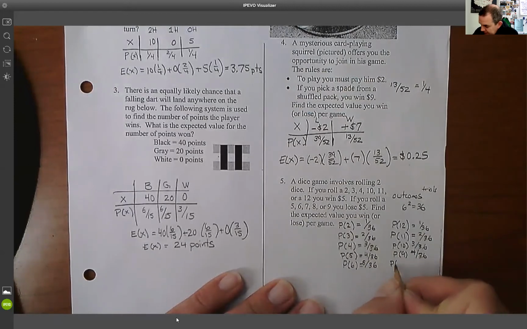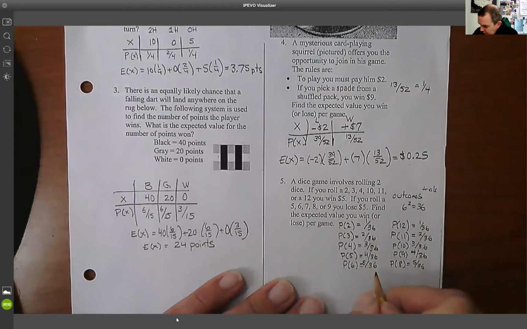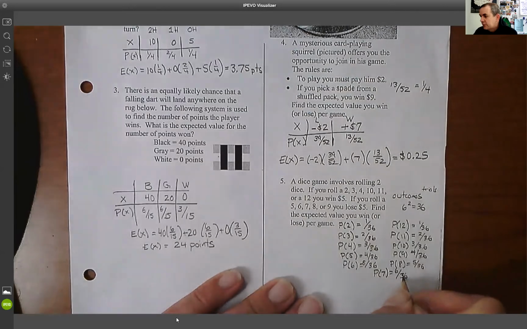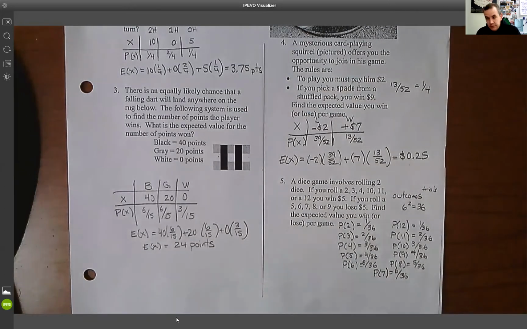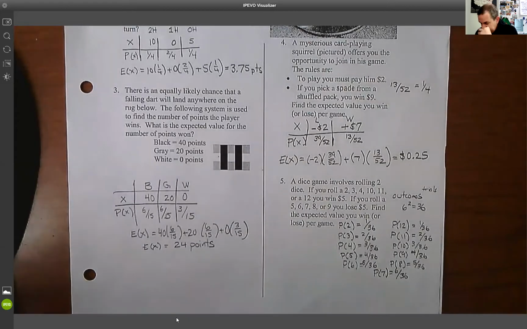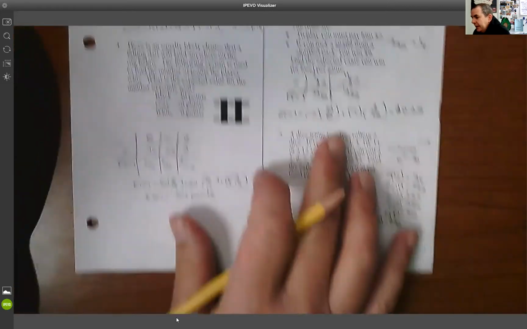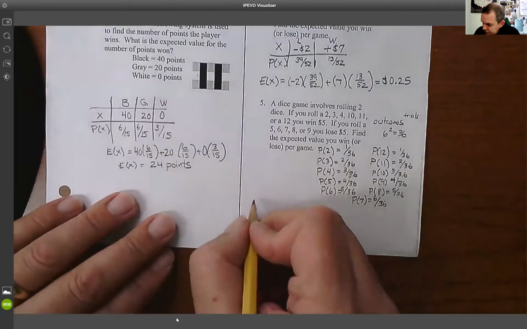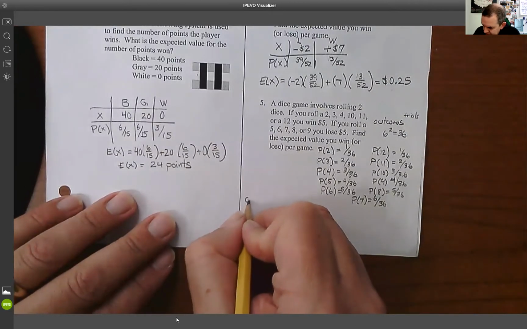The probability of getting an 8 is 5 out of 36. And the one all by himself, the probability of getting a 7, there's 6 ways out of 36 ways to get a 7. So that's all your probabilities. Now what we need to look at is the game. And the game is dictated that if you get a 2, 3, 4. So again, this is going to be a longer one.